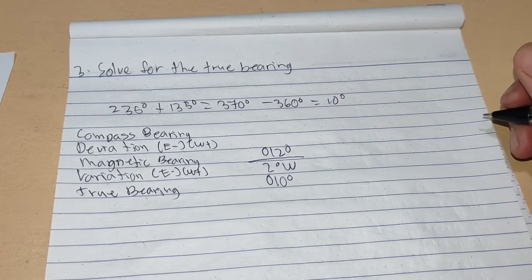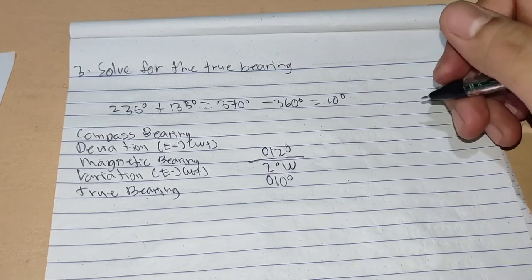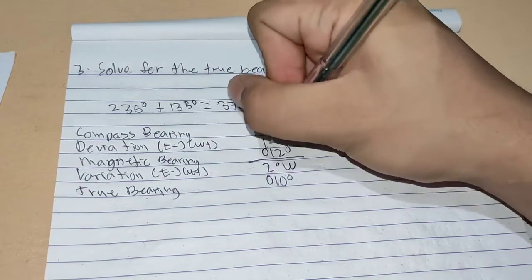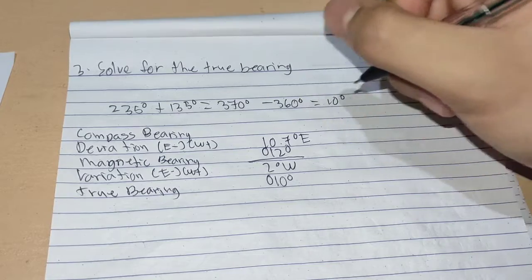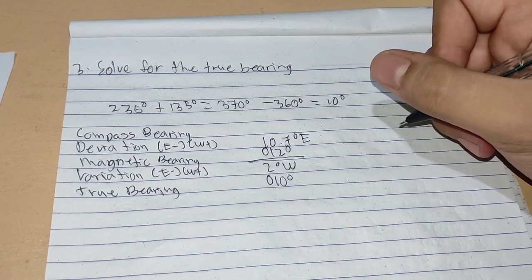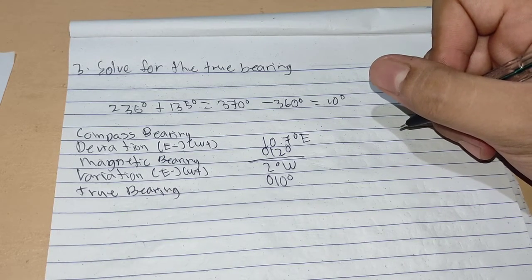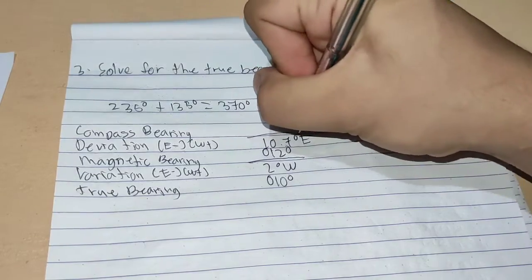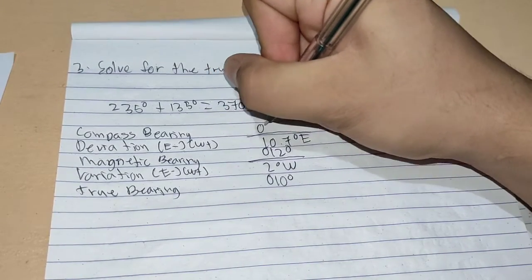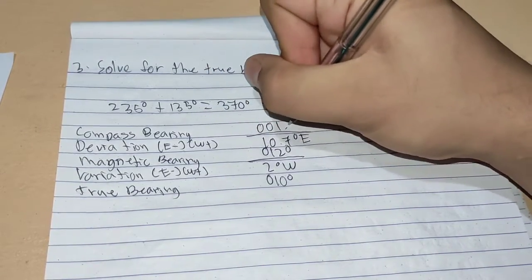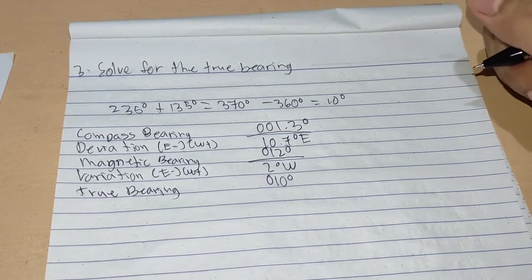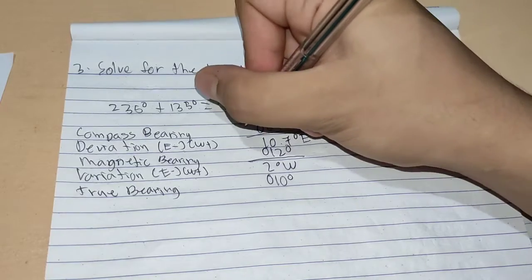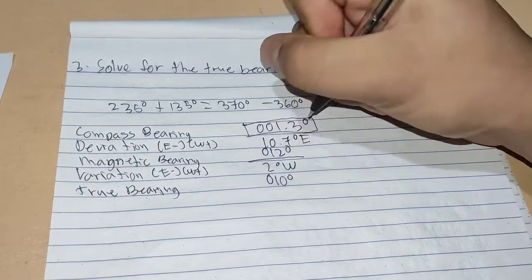And then write the deviation that we solved earlier, which is 10.7 degrees east. The name is east, that's why we need to subtract it now. So now we have 0.3 degrees, which is the compass bearing. That's it. This is the answer for the compass bearing.